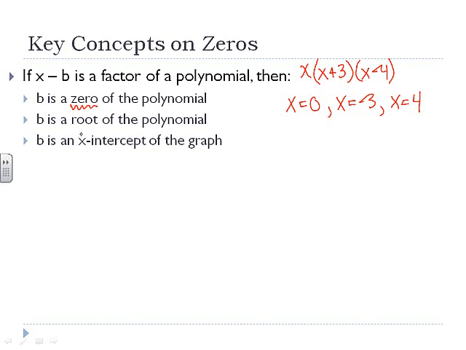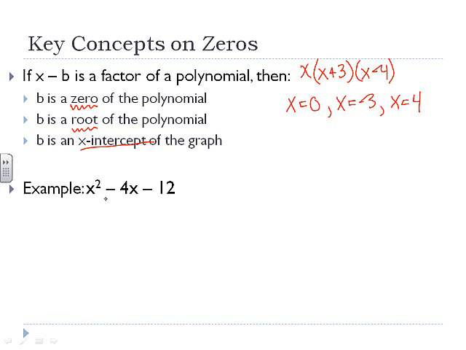Anything that is a 0 is also known as a root. Anything that are zeros or roots become x-intercepts on the graph. So if I asked you to graph this, all 3 of these would be points on the x-axis.